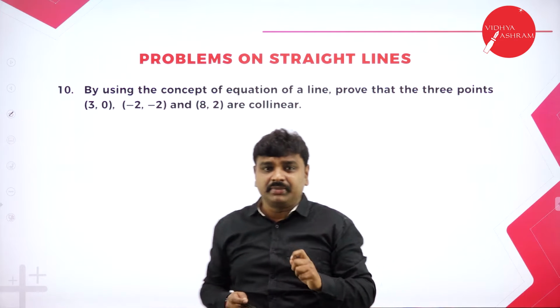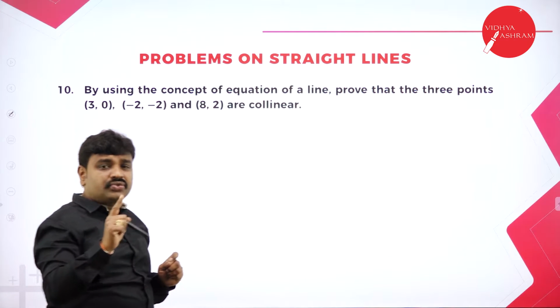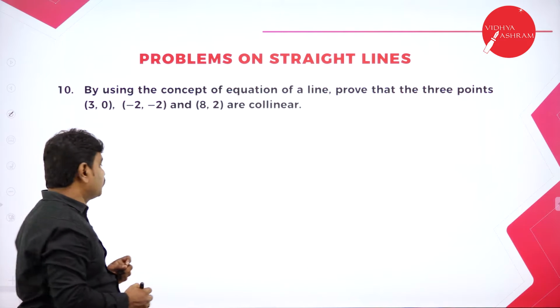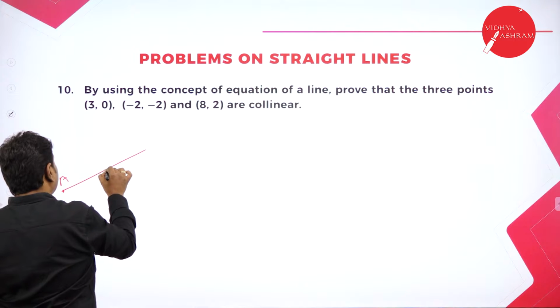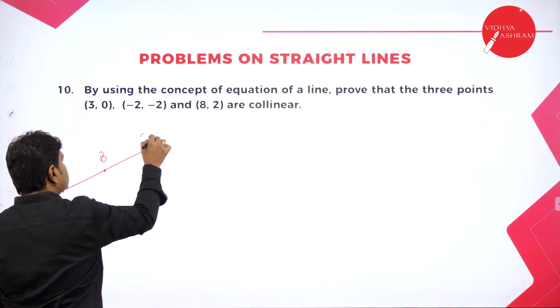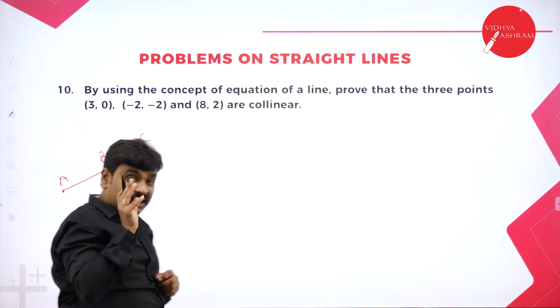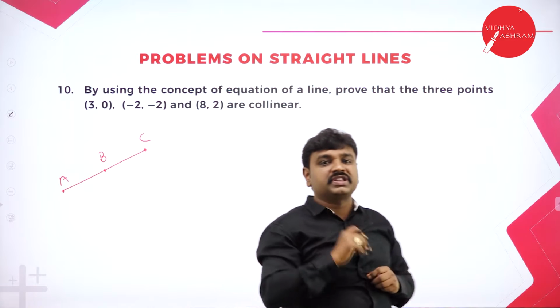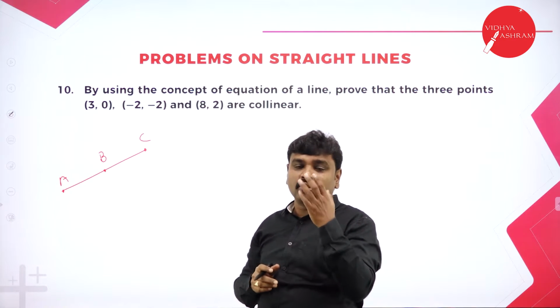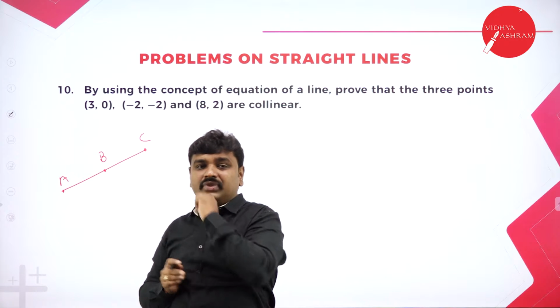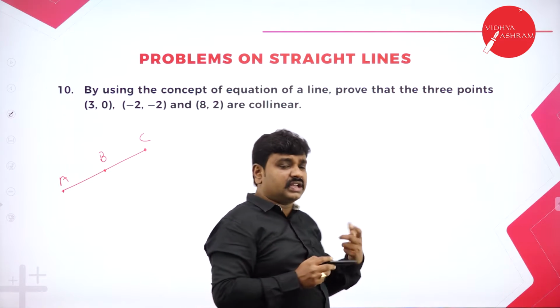The concept of equation of line means using the slope concept. Now, if points are collinear, what does collinear mean? All the points are lying on the same line. If the points are lying on the same line, their slope should be the same. Two or more points are said to be collinear if they are on the same line, and if they are on the same line, then they'll have the same slope.